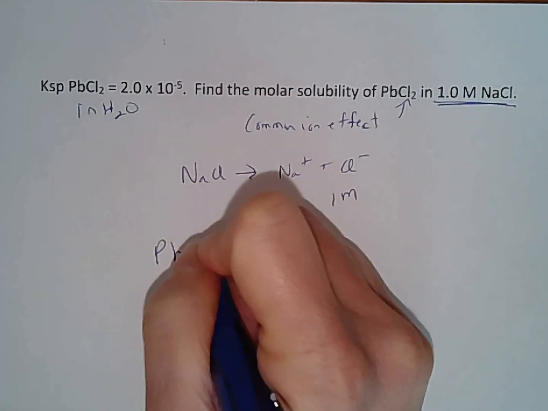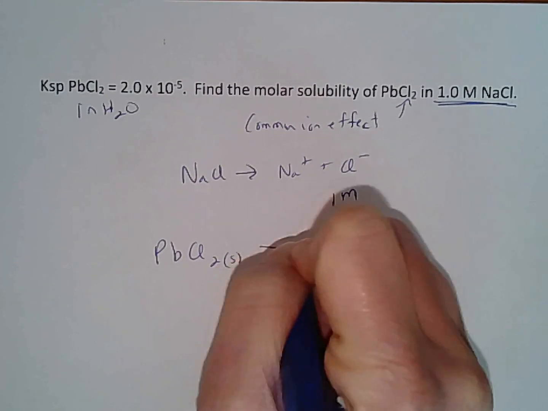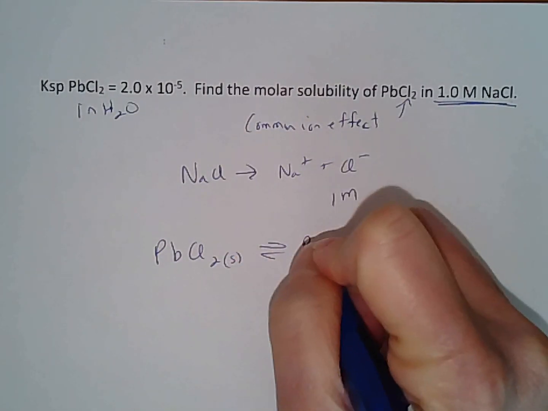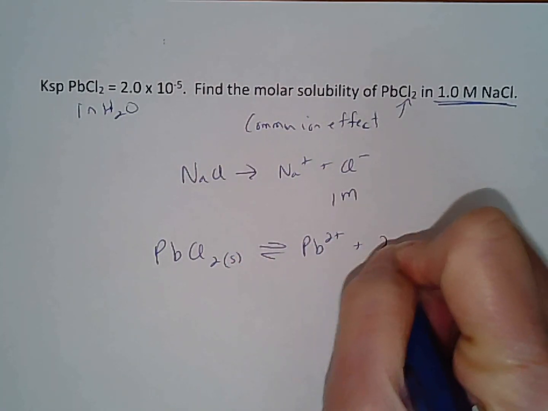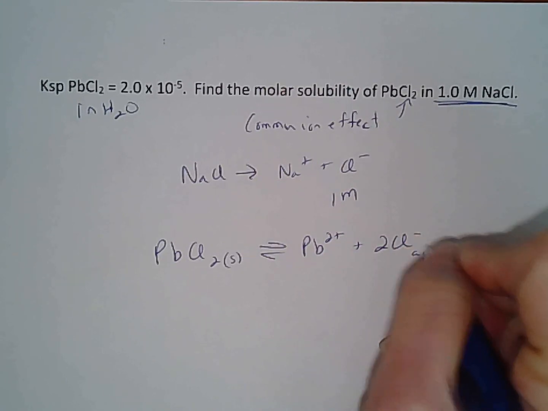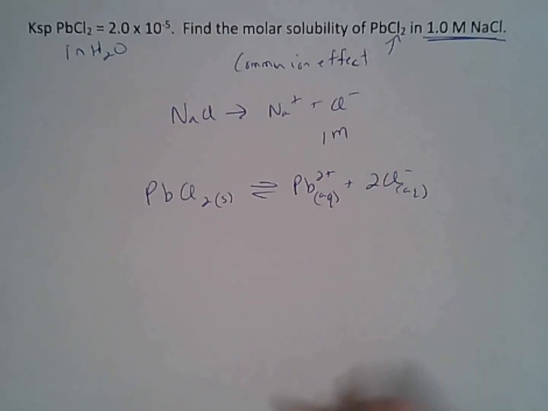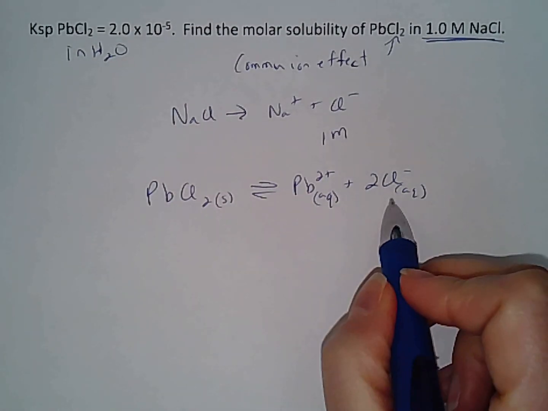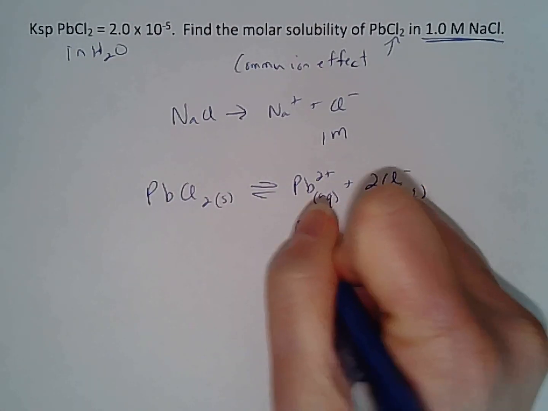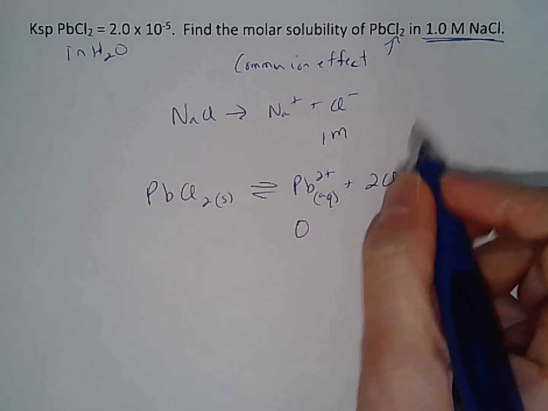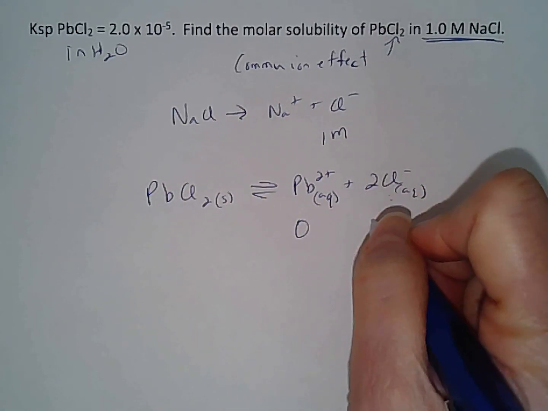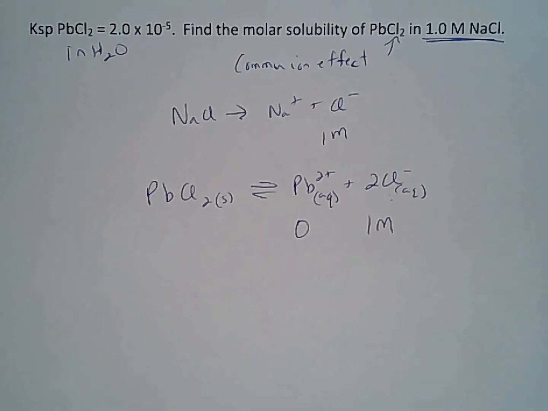So if I take my KSP and I have my solid and it's breaking up into lead ions and 2 chloride ions, when I'm doing a KSP type calculation, I can't assume that these are starting at 0 anymore. This one's starting at 0, but because I'm dissolving this in sodium chloride, this is starting at 1 molar. So that's where this is going to be a common ion discussion.